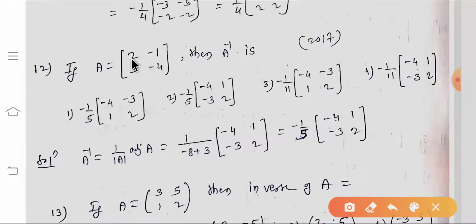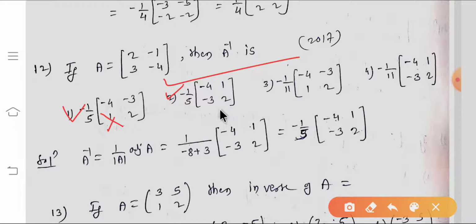Next, we interchange minus 4 and 2. Here also minus 4 and 2, here also minus 4 and 2. So only this or this option can be the answer. Next we change the signs of the other elements. The sign change means this is 1 and 3, so this is not an option. So this is the right option.